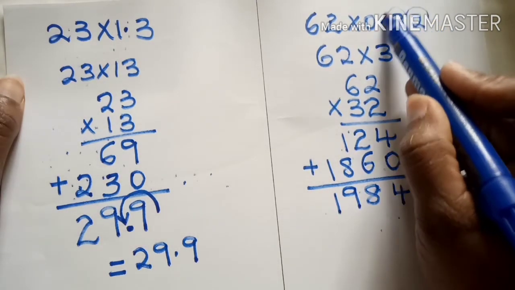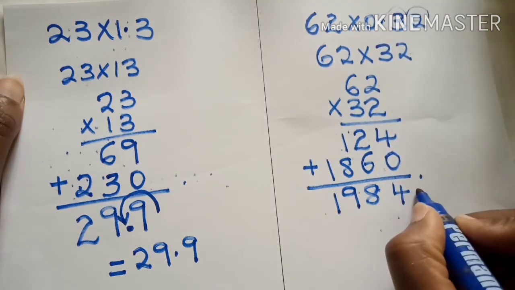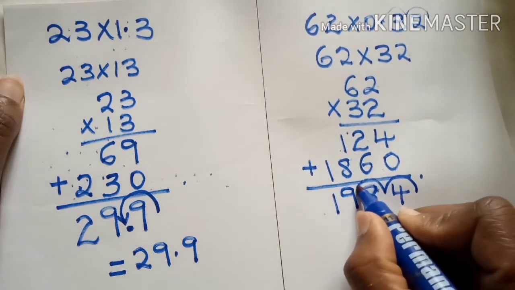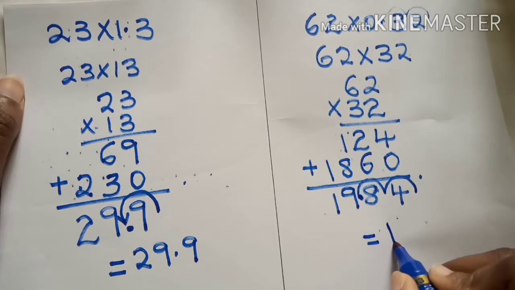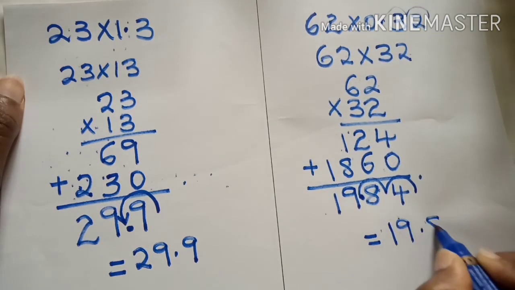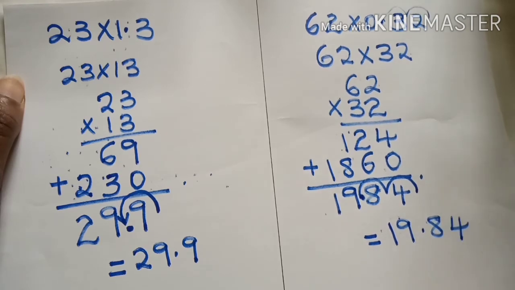We had 1, 2. So here we are going to count 2. 1, 2. So our point should be here. Our answer is 19.84. And that is how we multiply decimal numbers.